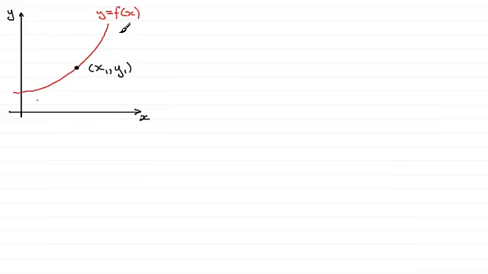Now a tangent to the curve at this point here is a line that just touches the curve at that point, something like this. So this is our tangent, and we're going to be wanting to find the equation of the tangent.